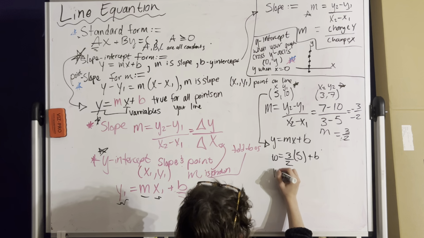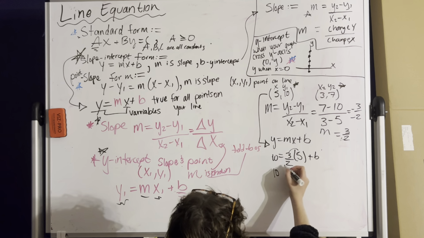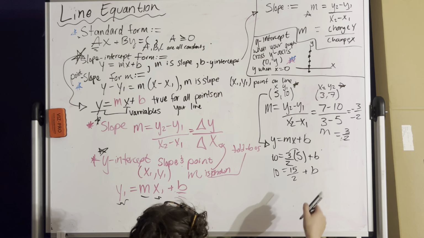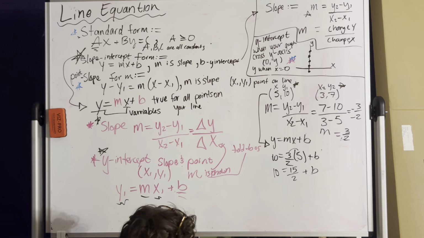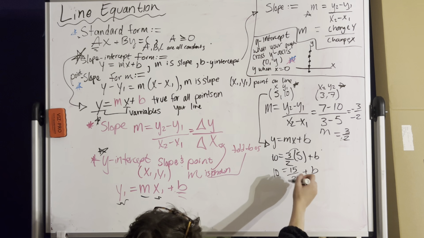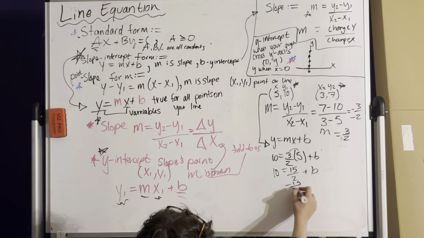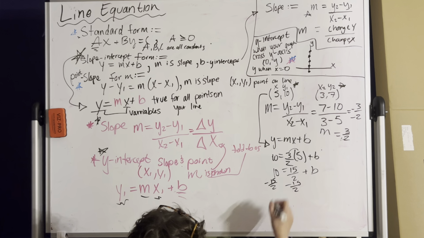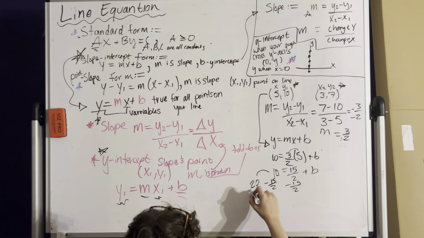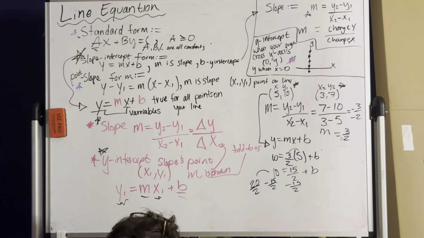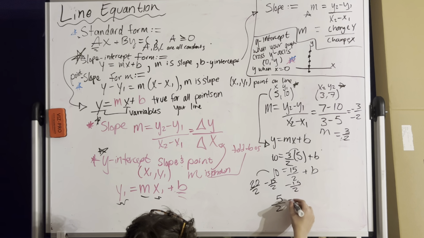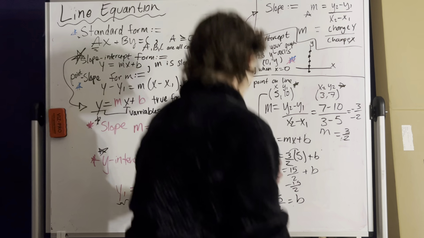So I know 10 is going to be 10, and then 3 times 5 gives me 15 over 2. And then we want to isolate the variable that we're looking at. So we'll do variables on one side, numbers on the other. So if I'm adding 15/2, the opposite of that is subtracting. That one's a little tricky, so I'm going to make a common denominator. So then we have 20 over 2 minus 15 over 2 gives us 5 over 2 is equal to b. So that's pretty cool.